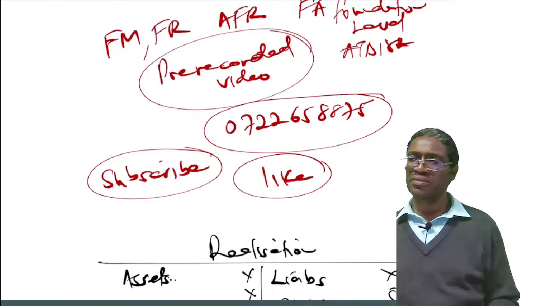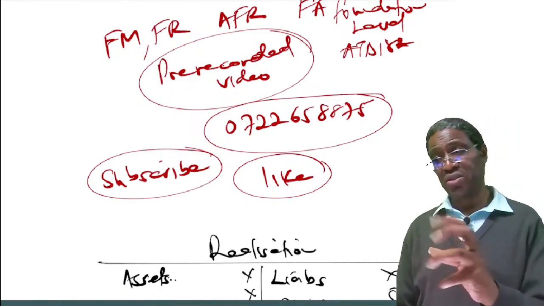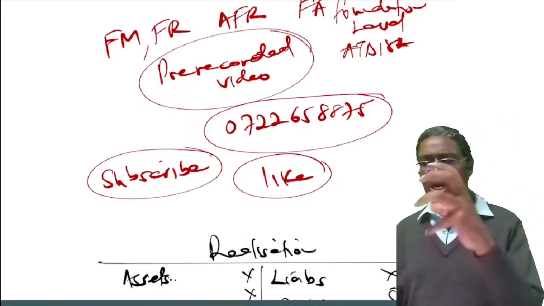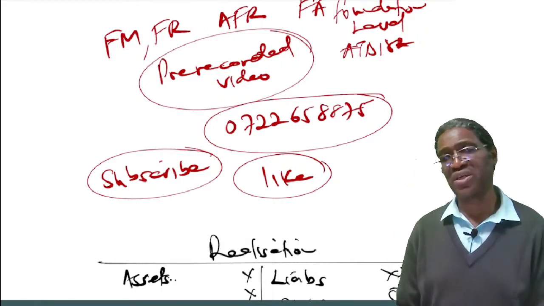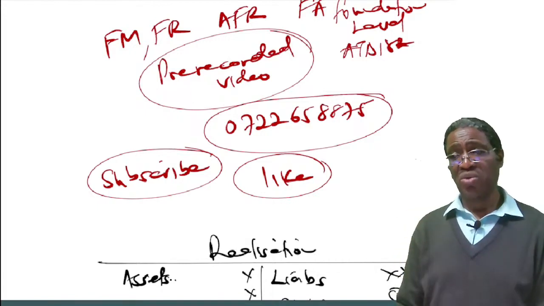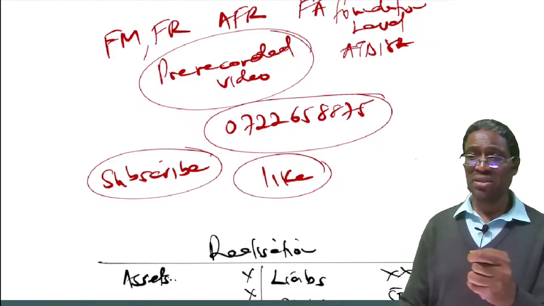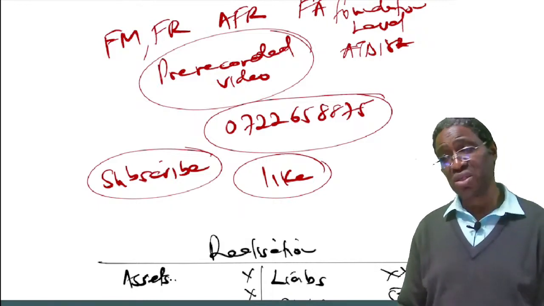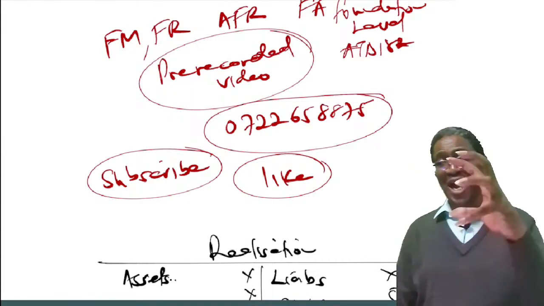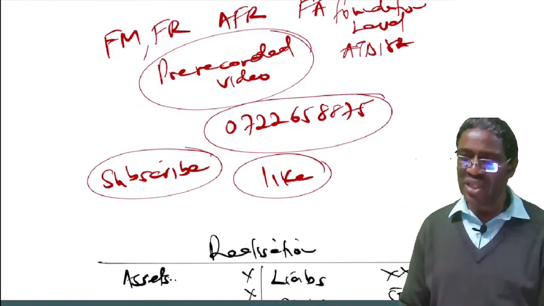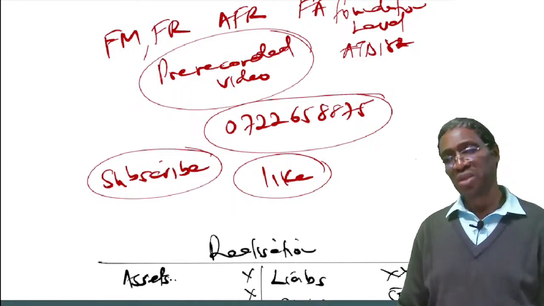Then you say this. External reconstruction takes place when a company is liquidated and they sell their business to another existing company or a newly formed company.